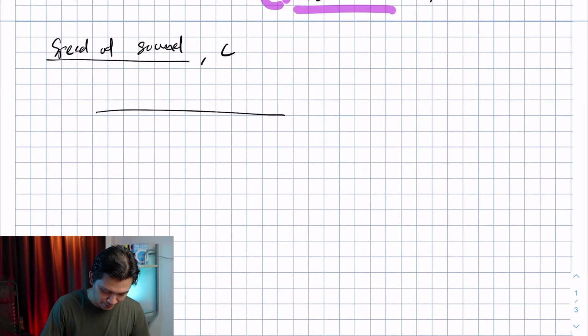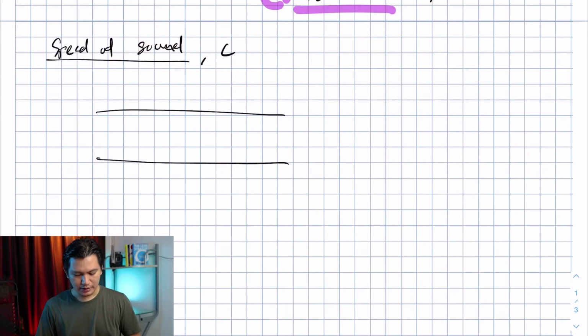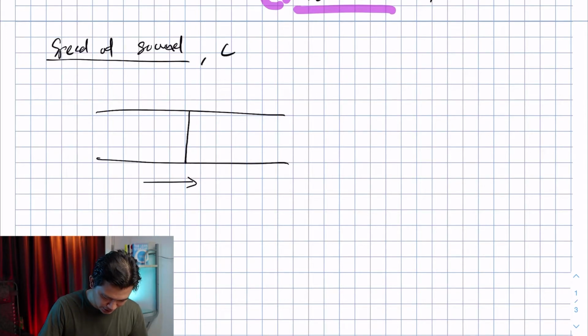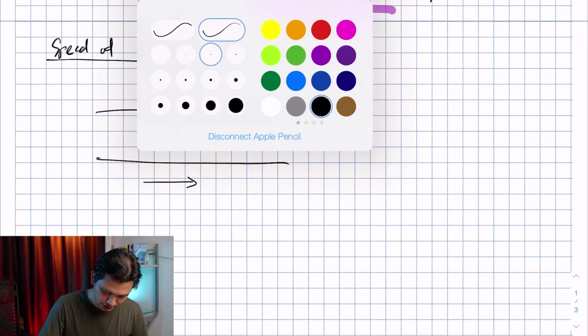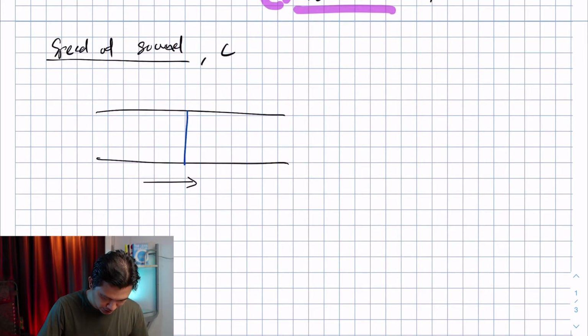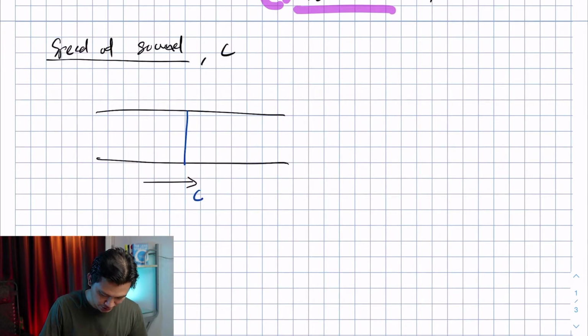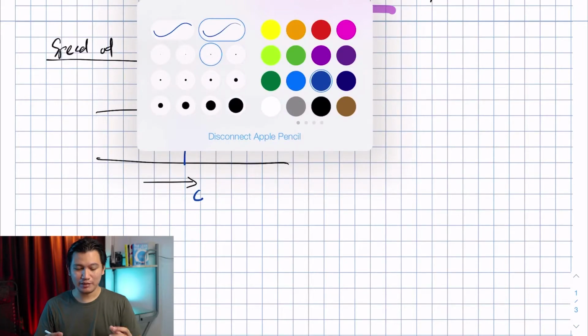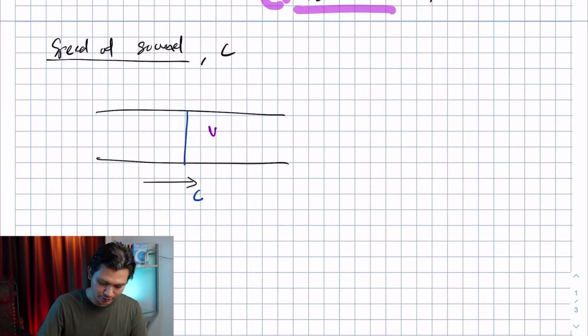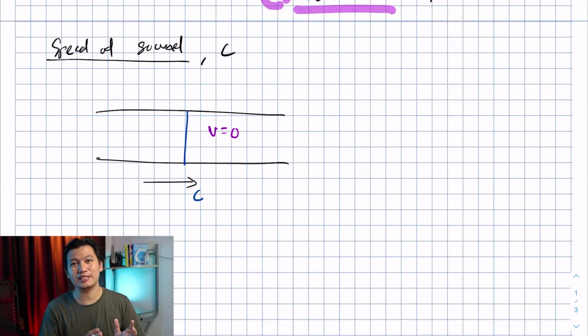If you imagine a pipe, and the flow is not moving inside this pipe, but there is a little pressure disturbance that moves from left to right. Okay, and this pressure looks like this. Maybe I'm going to give this a different color, let's do blue. So the pressure is moving to the right, and at what speed? Of course, at the speed of C, which is the speed of sound. And remember I told you before that inside this pipe, the velocity of the flow is 0. It's just that the pressure is moving.